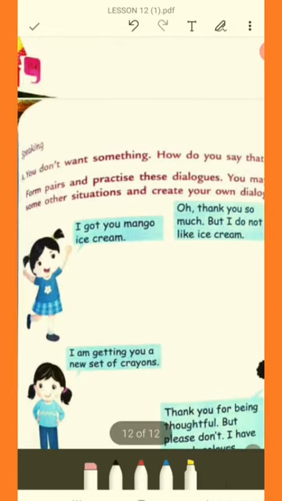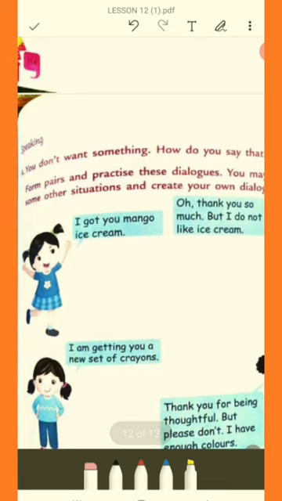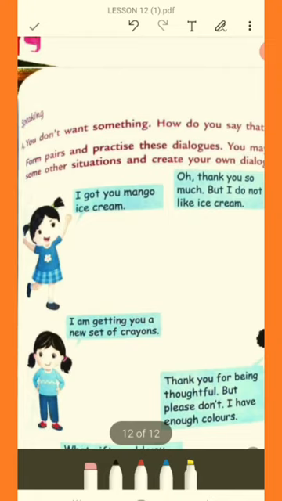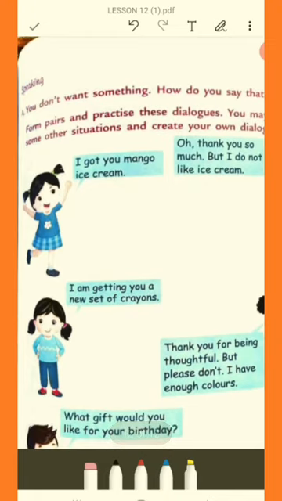Okay. So now speaking. You don't want something. How do you say that politely? If you don't want something, there is a polite way of saying it. If someone offers you a biscuit, for example, would you like to have some biscuit? Will you say, no, I don't want? If you directly say, no, I don't want, it sounds a bit rude. So how do you say the same thing in a little more polite manner is what we will learn now. Okay, so what do we have in the exercise?